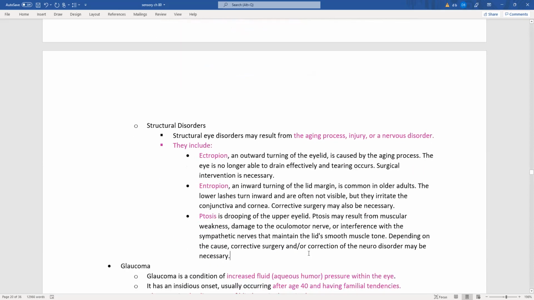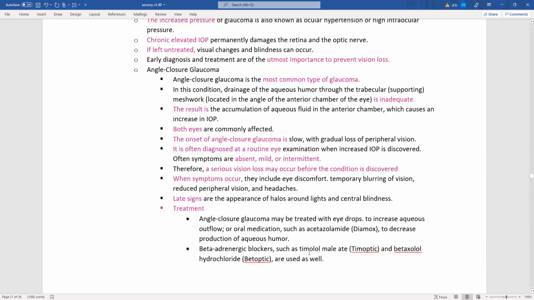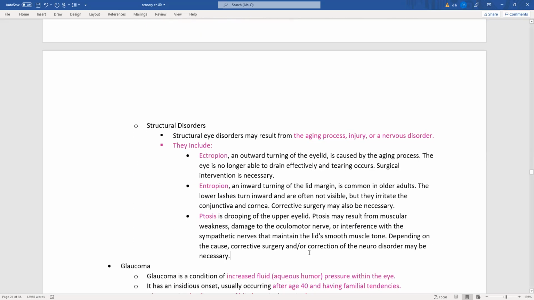Okay, so let's talk about. We got 16 pages to go. We almost done. Structural disorders. Structural eye disorders may result from the aging process, injury, or a nervous disorder. They include. Well, after this, I'm gonna take a break and I'll do the rest of these pages tomorrow. So I hope the video don't stop.